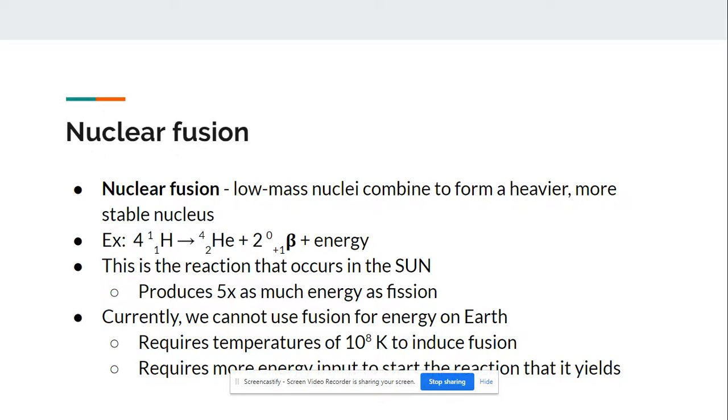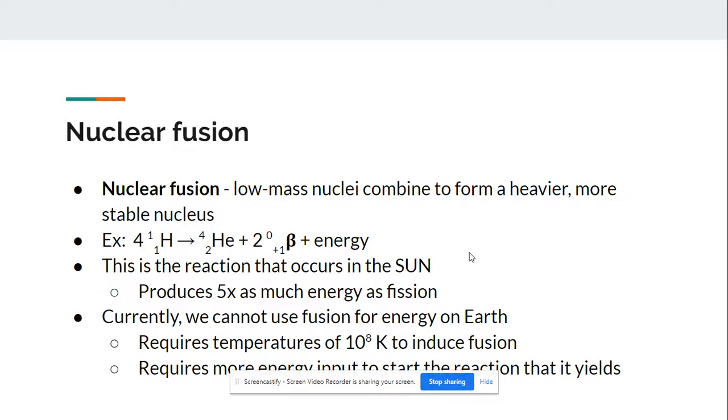Nuclear fusion, on the other hand, is where you're going to take 2 lighter nuclei and get them to combine in order to make a more stable nucleus. So in this example, 4 atoms of hydrogen will combine to form an atom of helium and will give off 2 beta particles, or actually these are called positrons, in order to balance the equation, and gives off a lot of energy. This type of reaction produces 5 times as much energy as nuclear fission, and it has the benefit of not producing radioactive waste.